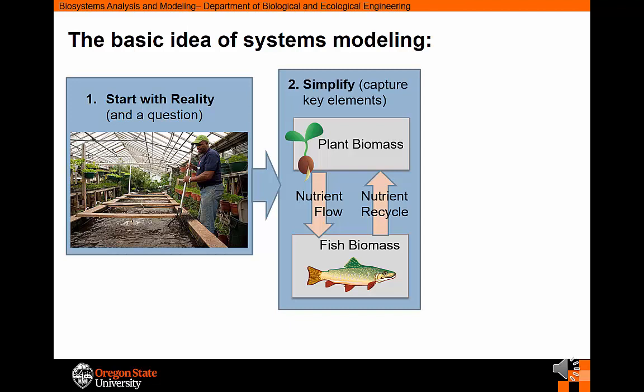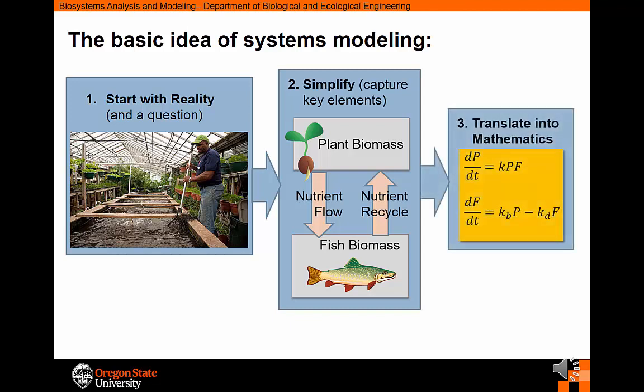The next step in modeling is to describe these components and relationships mathematically. In this example, we use differential equations to describe how the two populations, plant and fish, change through time. In other examples, we will use algebraic equations to capture these relationships.